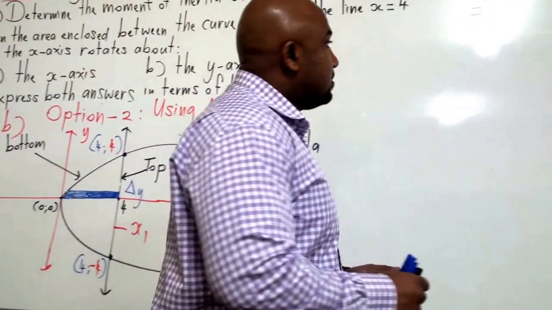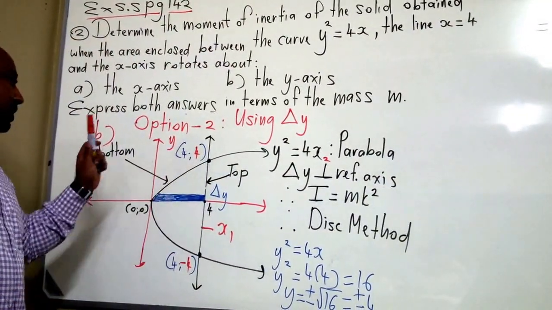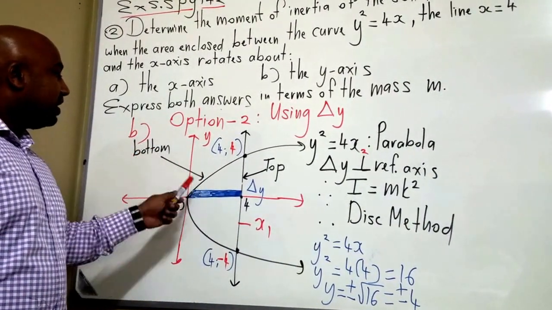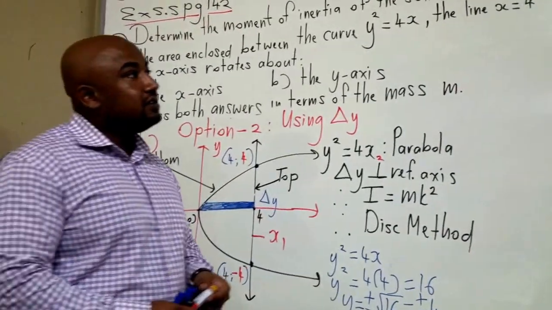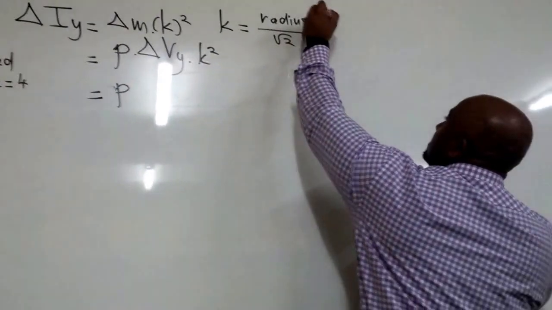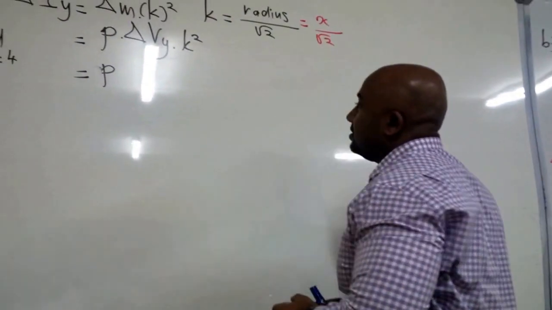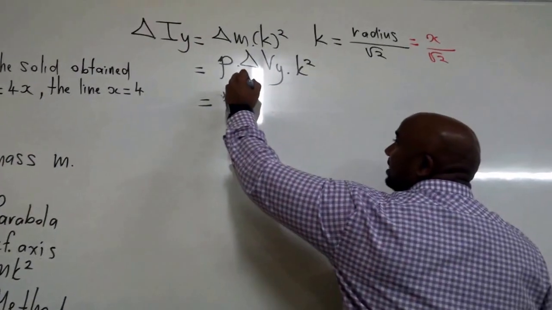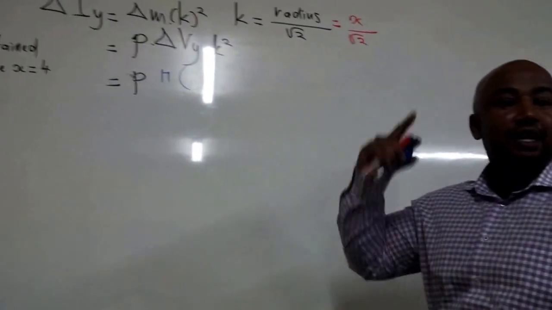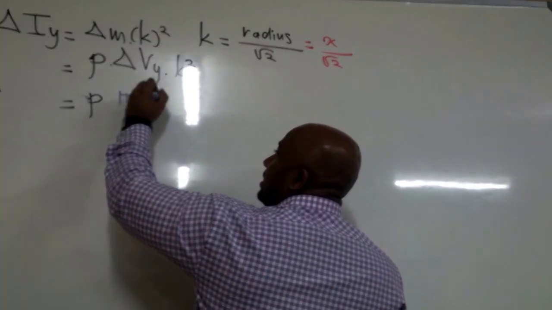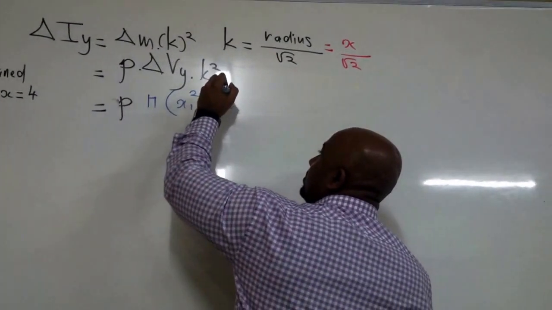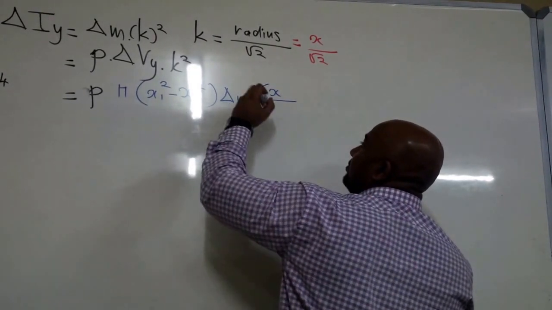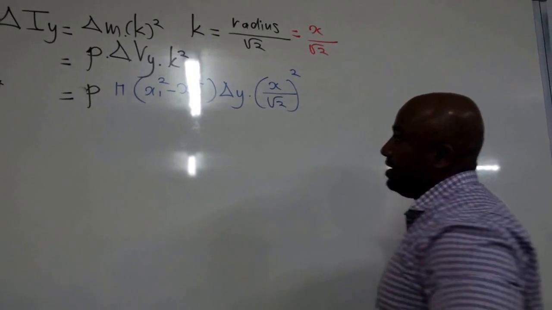Now we are rotating around the y-axis there. Can you see that? We are rotating around the y-axis, so therefore the radius is measured in terms of x. Now, our top graph is x1. So this method is going to be pi. Remember, it's pi r squared times h. So it's going to be pi times x1 squared minus x2 squared, times the height, which is delta y, times k, which is x over root 2, all squared.